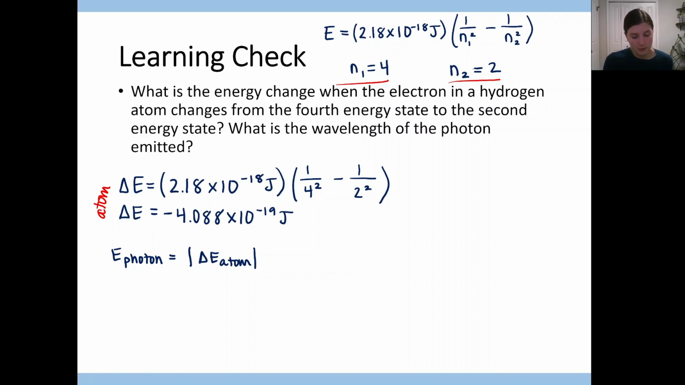Now we're also asked, what is the wavelength? So remember, wavelength is lambda. What's the wavelength of the photon that is emitted? Well, the energy that is lost by this atom, in this case, is equal to the energy of the photon that was released by the atom when the electron relaxed back down to a ground state. So that means that the energy of the photon is equal to positive 4.088 times 10 to the negative 19 joules.